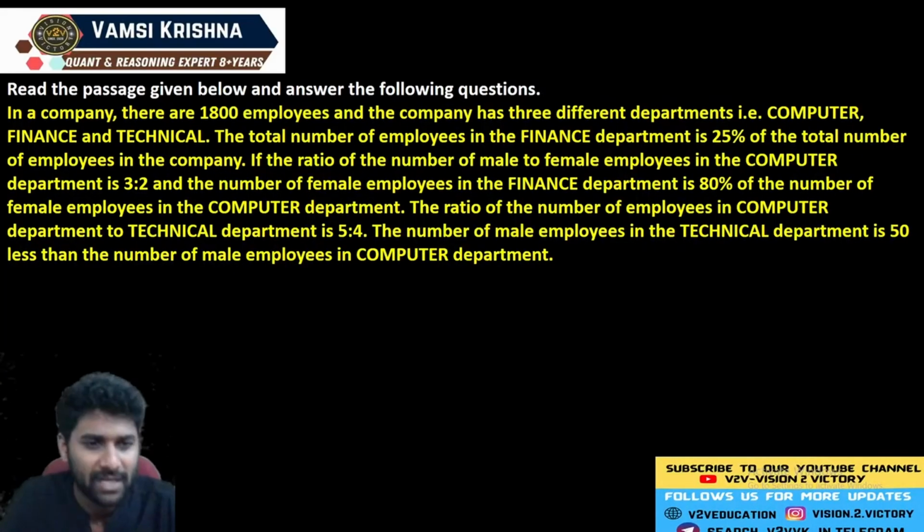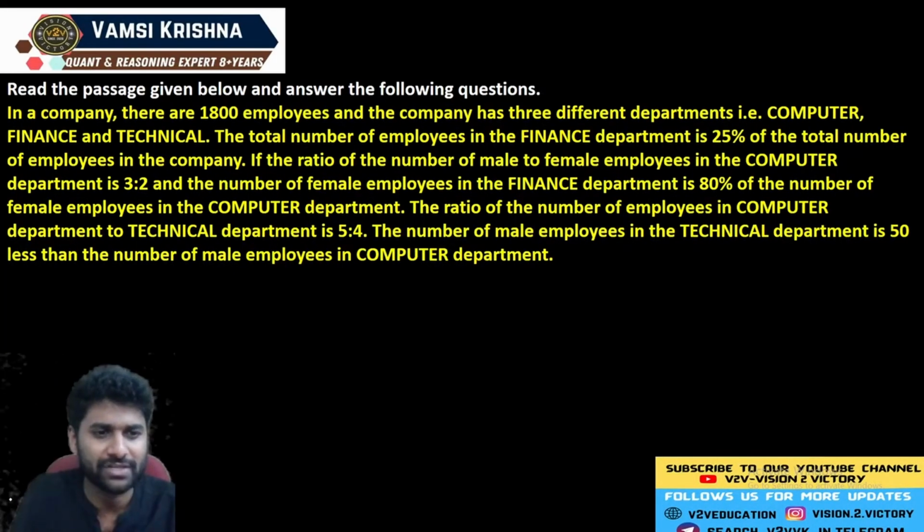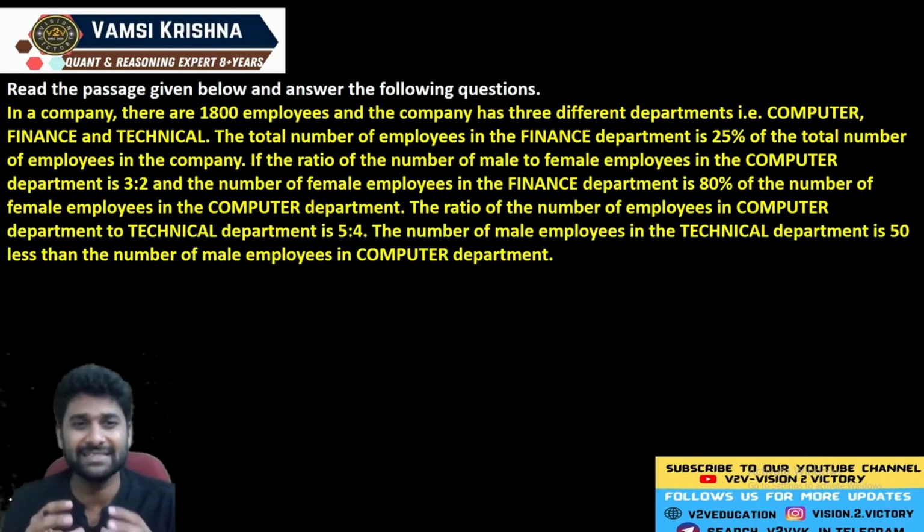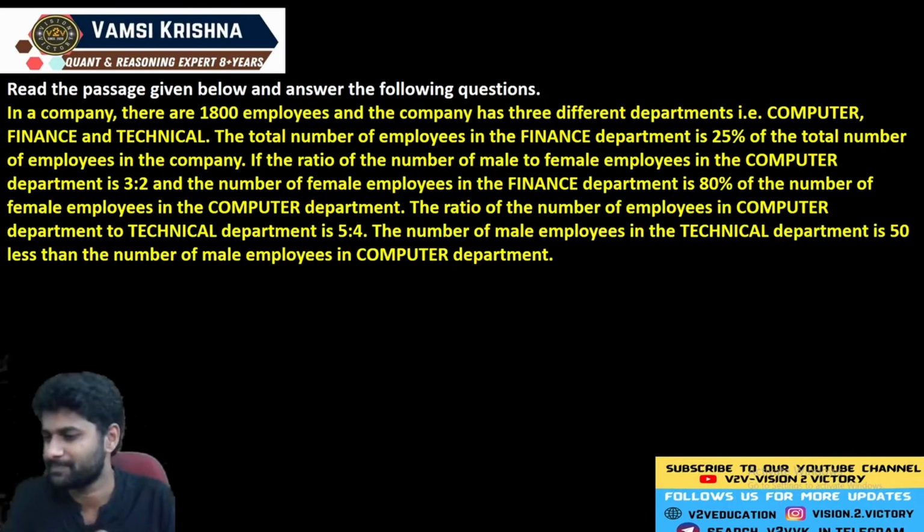See, here the first set is related to caselet questions. Caselet means the information is available theoretically. So read that information, identify the data, and make it as a table.